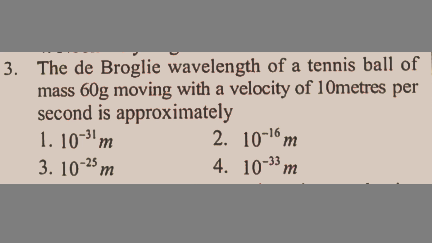Okay dear students, now let me explain some problems regarding De-Broglie's wave theory. Okay, first problem: the De-Broglie wavelength of a tennis ball of mass 60 grams moving with a velocity of 10 meters per second is approximately. Okay, now let me do the answer.